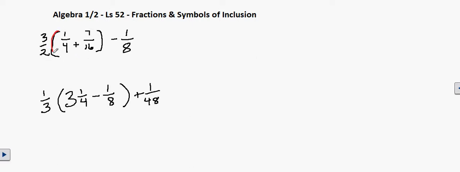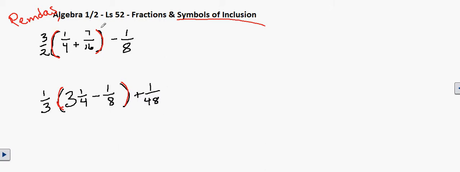This is supposed to be a parenthesis. They get kind of long and stretched out, brackety looking when you start dealing with fractions because they're so tall. All right, let's see how we do this. Remember, what's our acronym? PEMDAS, and what does the P stand for? Parentheses, which are our symbols of inclusion.